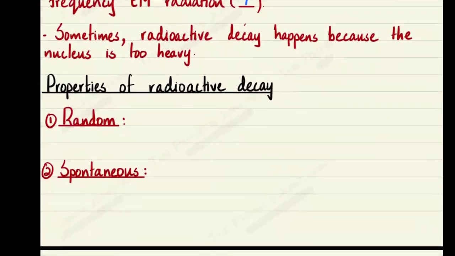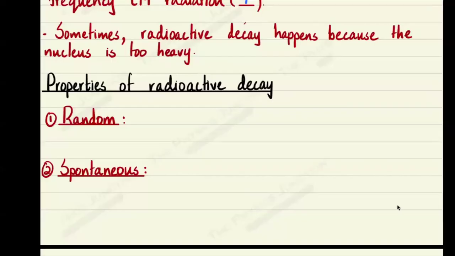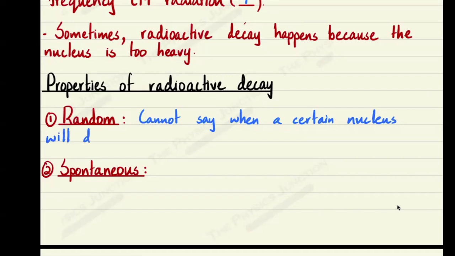Now, the properties of radioactive decay. The first property is called randomness, and it's a very important property. With randomness, we basically mean to say that we cannot say when a certain nucleus will decay. If we have a sample of multiple nuclei, so like thousands or millions of nuclei, we do not know which one is going to decay. So that's what randomness means. It's unpredictable. So you cannot say when a certain nucleus will decay, or you can also say this, that's also acceptable, that which nucleus will decay in a sample.